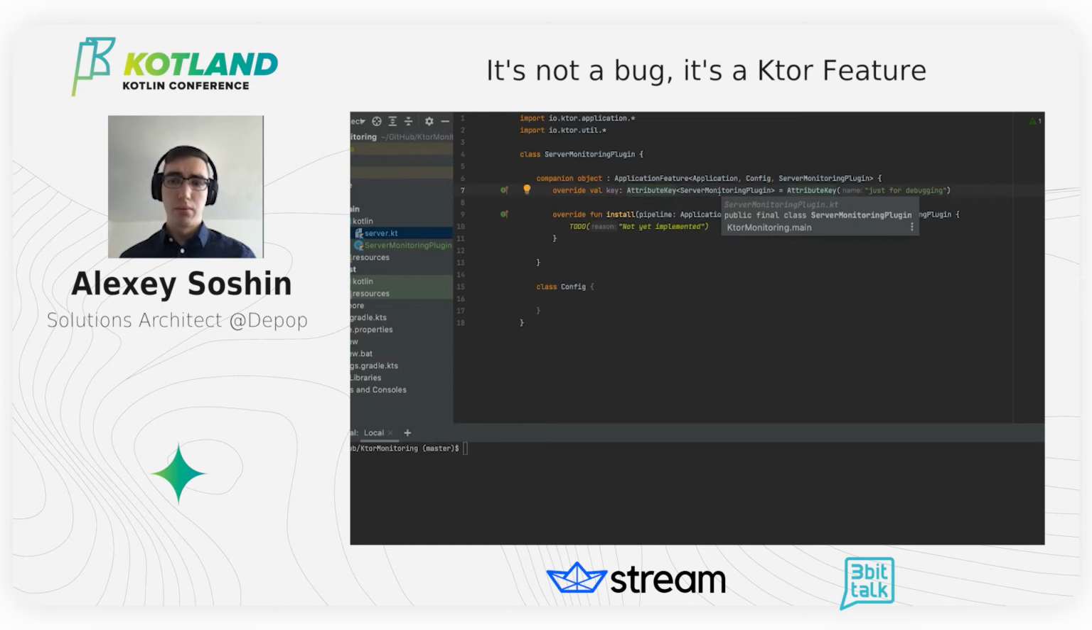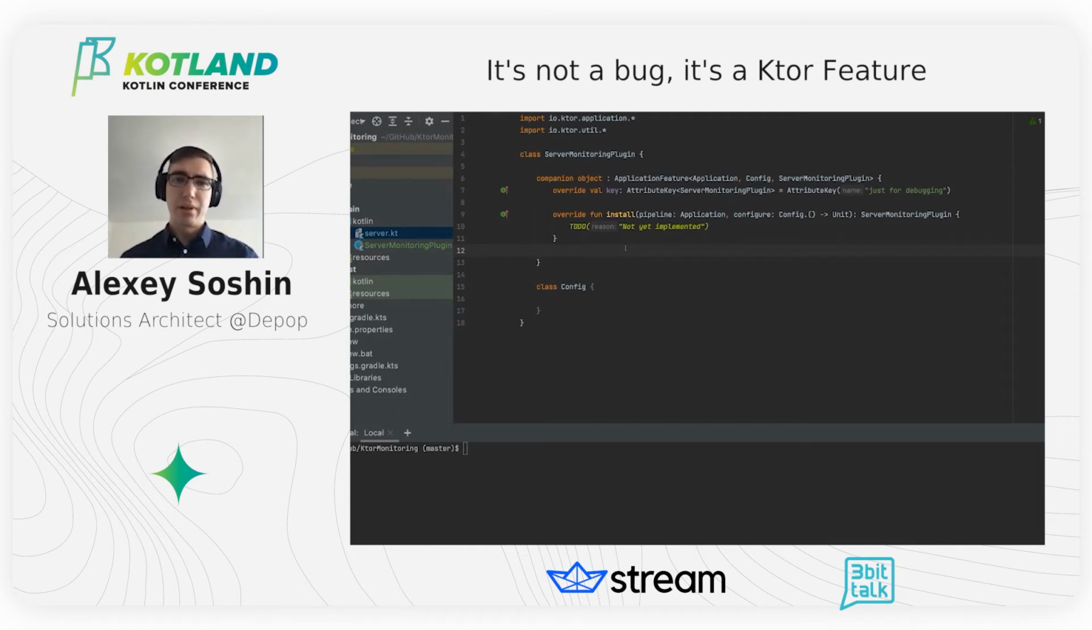So Ktor holds all those plugins, but only the plugin itself can say, hey, I'm the plugin named server monitoring plugin, please register me. So that was about the key. The key is just to identify ourselves. The most interesting part is the install function. It's where all the stuff happens.